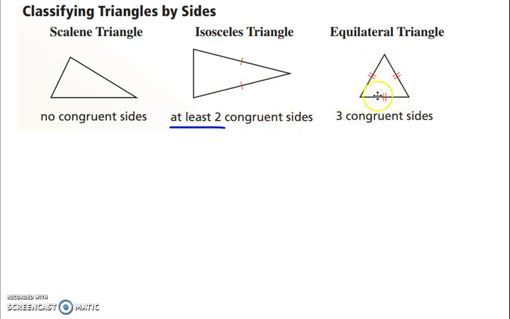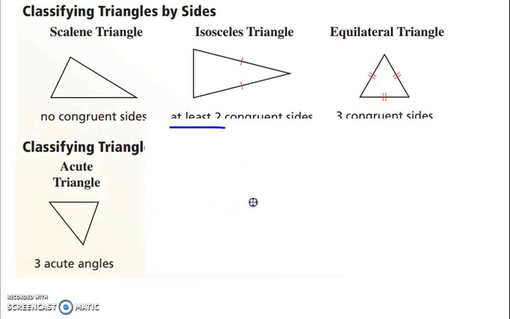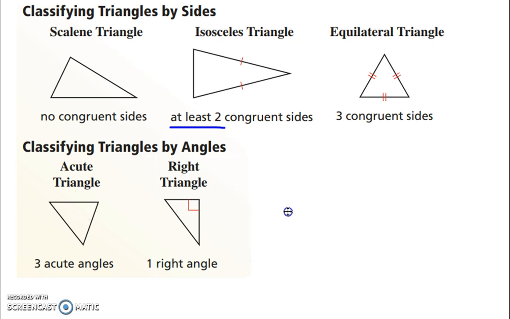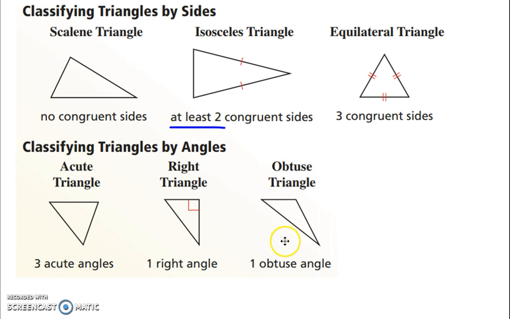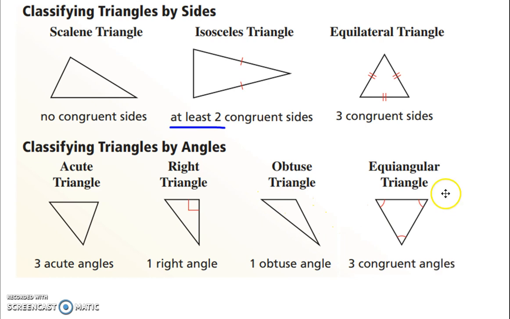this could also be classified as an isosceles, just like the relation between a square and a rectangle, where a square is also a rectangle, but a rectangle isn't necessarily a square. And then we can also classify triangles by their angles. So we have an acute triangle, where every angle is an acute angle. The right triangle that has one right angle, an obtuse triangle that has one obtuse angle, or an equiangular triangle. So classified by its sides or its angles.